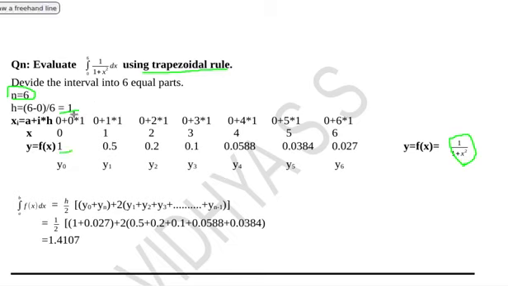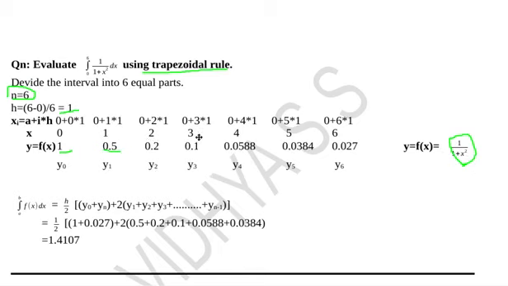So next, I need to find f of 1. For f of 1, I need to put 1 here: 1 by 1 plus, instead of x, I need to put 1, that is 1 square. That is 1 by 1 plus 1, 1 by 2. I'll get the value 0.5.